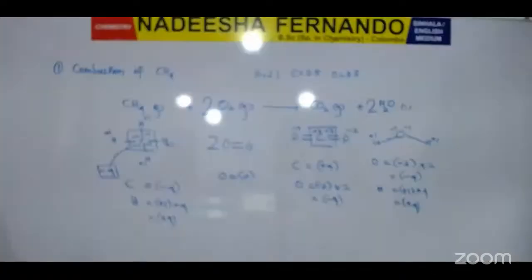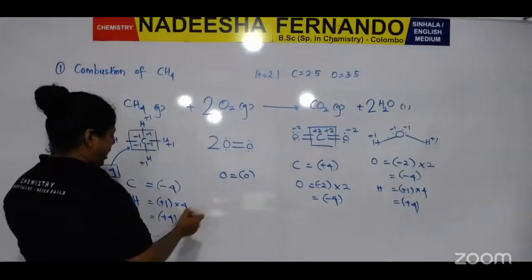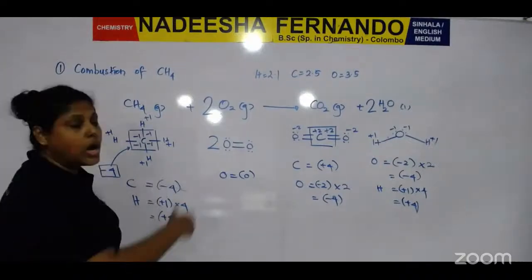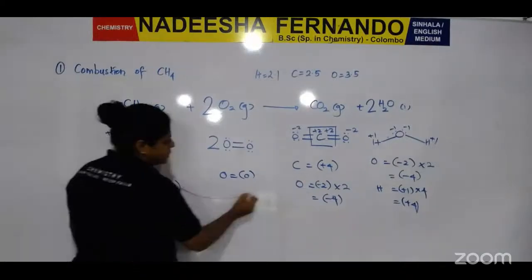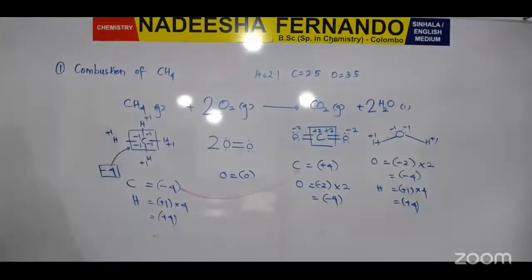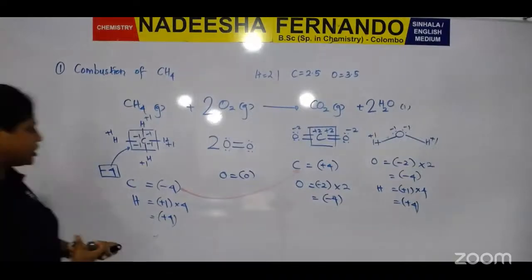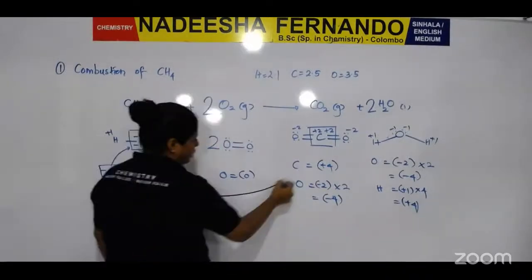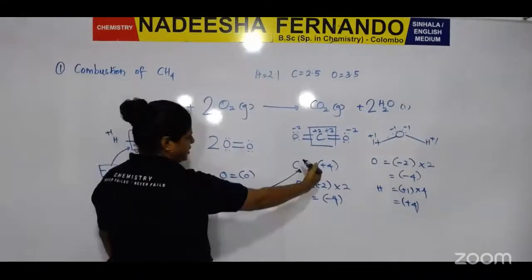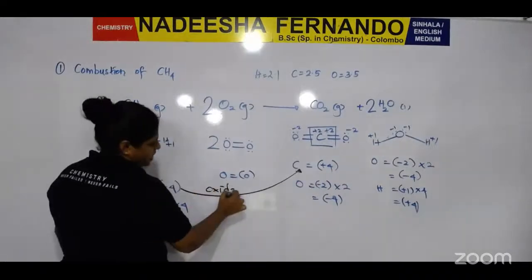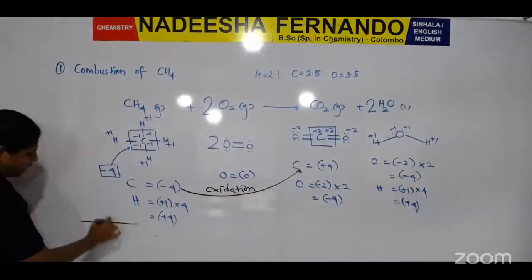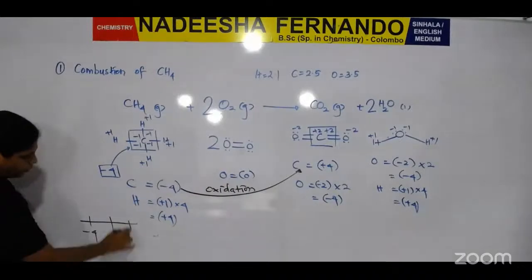Initially, the oxidation state of the carbon is -4. But when it turns to carbon dioxide, -4 changes to +4. Increase in positivity is called what, guys? Oxidation. On the number line, 0, -4, +4.